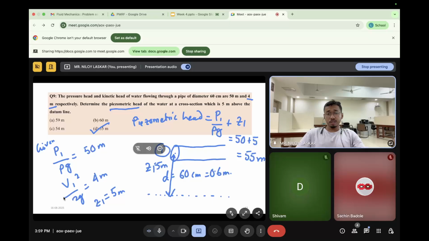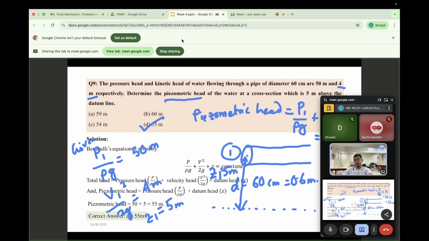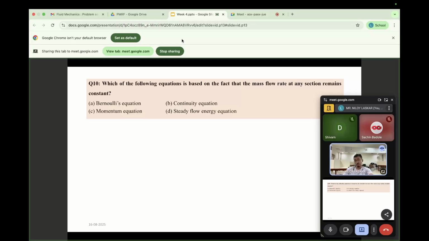So question 9 is a little bit tough for you. In the next question, I think you will be able to answer. This is a fundamental theory question, not a numerical question. So please try to answer.